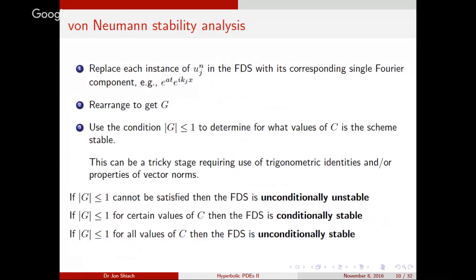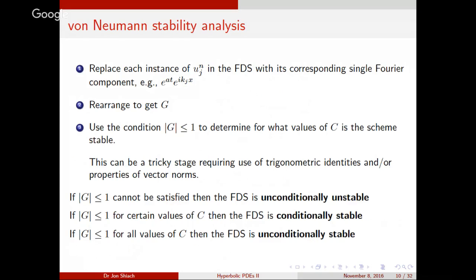Okay, so I'm just going to summarize what I spoke about. Essentially, there are 3 steps to this stability analysis. You replace each of your u's with your Fourier mode component, rearrange to get g, and then you use this condition to try and determine a range of values for c for which the scheme is stable. That stage can be a bit tricky. Often we have to use trigonometric identities, which I just showed with the sine function, or properties of vector norms.